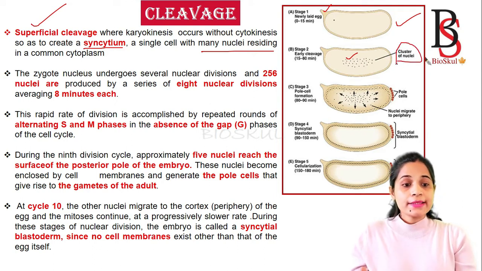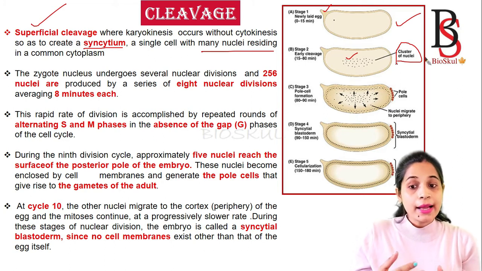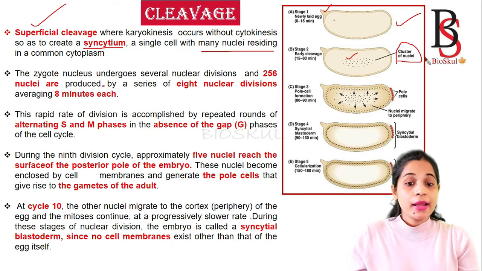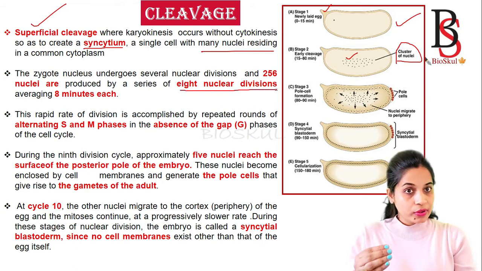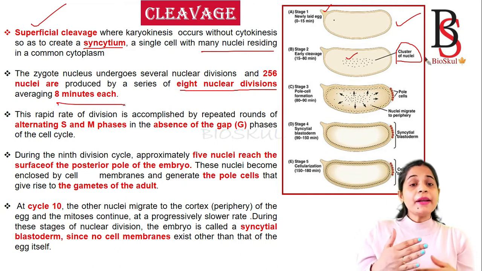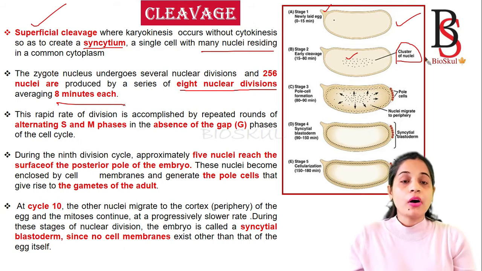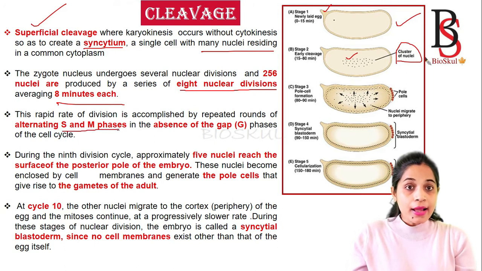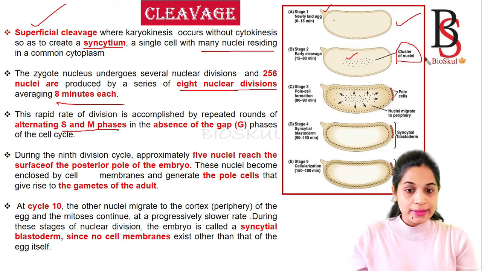Then in the next step, the zygote nuclei undergo several nuclear divisions, and it forms 256 nuclei in 8 nuclear divisions. Each nuclear division takes 8 minutes. The rapid rate of division is accomplished by the repeated rounds of alternating S and M phase of the cell cycle, in the absence of the G phase, that is the growth phase.